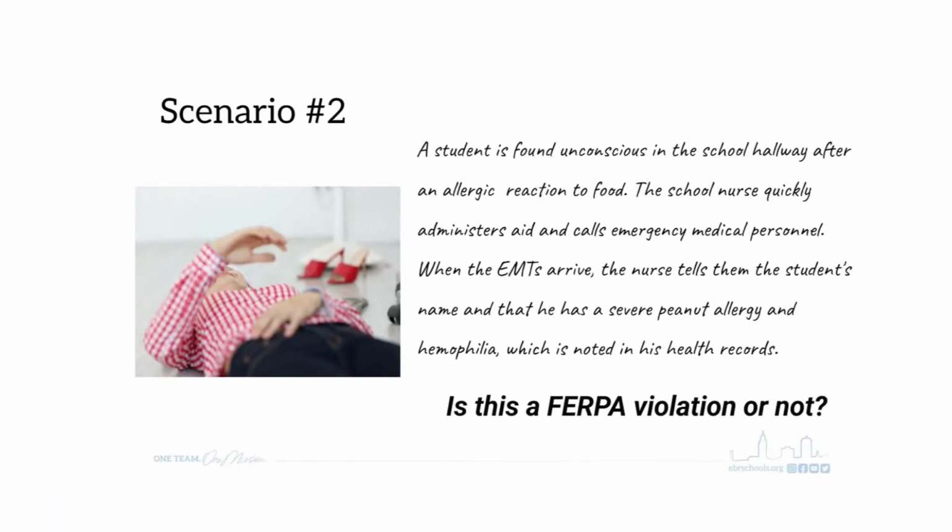Now let's move on to scenario number 2. A student is found unconscious in a school hallway after an allergic reaction to food. The school nurse quickly administers aid and calls emergency medical personnel. When the EMTs arrive, the nurse tells the student's name and that he has a severe peanut allergy and hemophilia, which is noted in his health records. Is this a FERPA violation or not?